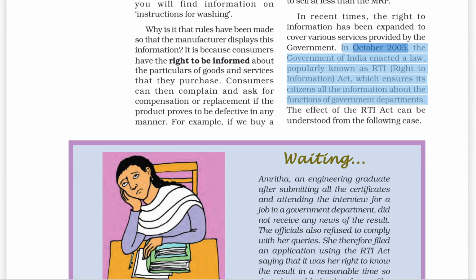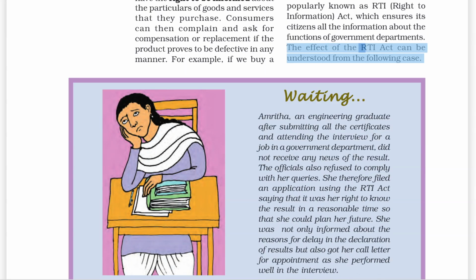In October 2005, the Government of India enacted a law, popularly known as RTI, Right to Information Act, which ensures its citizens all the information about the functions of government departments. The effect of the RTI Act can be understood from the following case.